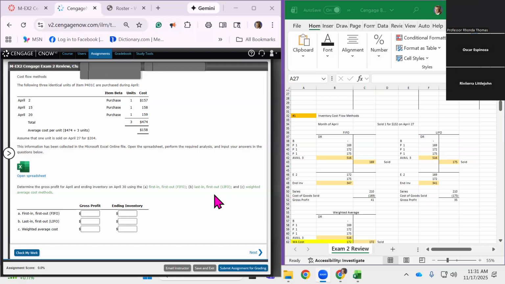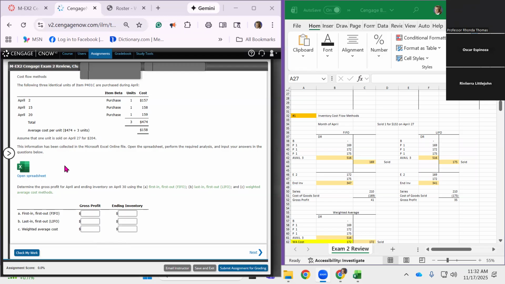Now we know there are 3 cost flow methods. If you're talking about costs and how they flow, there is first in, first out, first costs in, first costs out. We've got first in, first out, last in, first out, and weighted average. Now this is perpetual inventory. Determine the gross profit for April and ending inventory on April 30th using the first in, first out, the last in, first out, and the weighted average.